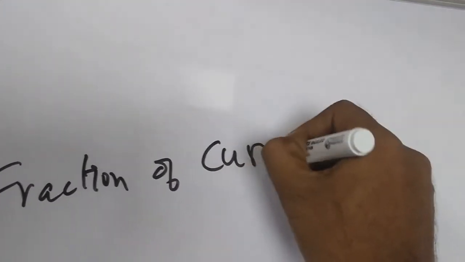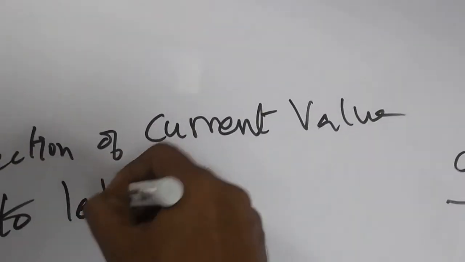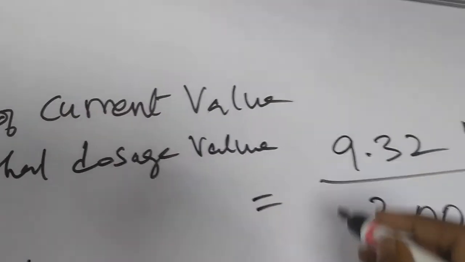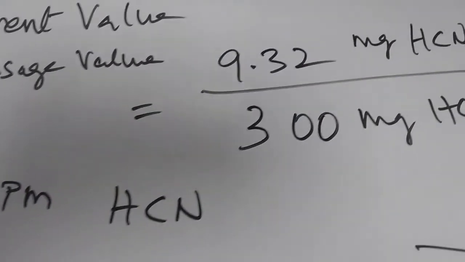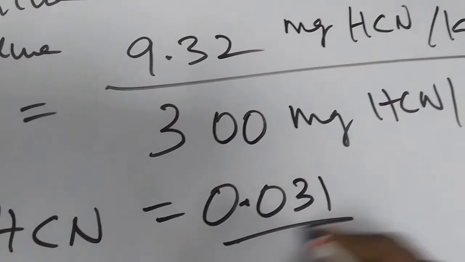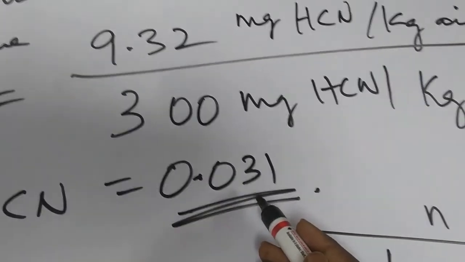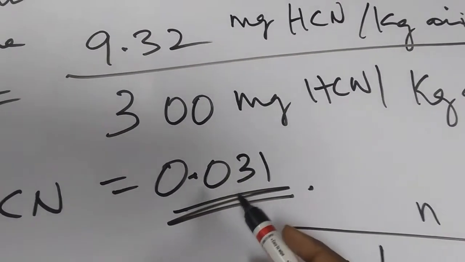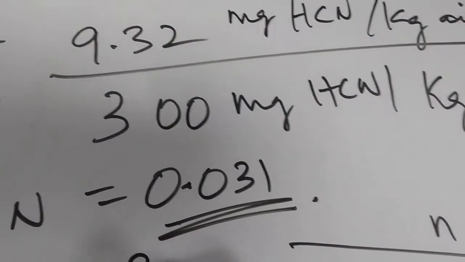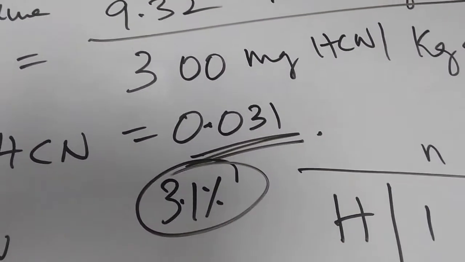Fraction of current value to lethal dosage value is equal to 9.32 divided by 300, which is equal to 0.031. Okay, so that means if I express it in percentage, it is 3.1 percentage of lethal dosage. Okay, 3.1 percentage of lethal dosage is the final answer.